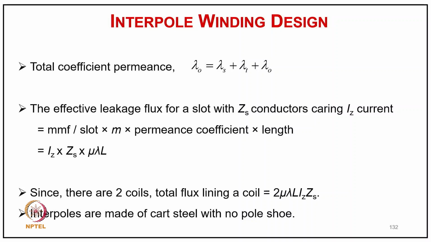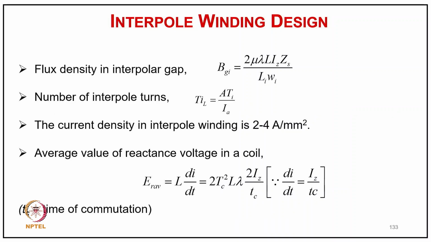So interpoles are made of cast steel with the main pole. The total flux density in the interpole is BGI equal to mu 0 lambda L ZS upon Li into Wi, and the number of interpole turns TIL equal to ATI upon IA. The current density in the interpole winding is 2 to 4 ampere per millimeter square.